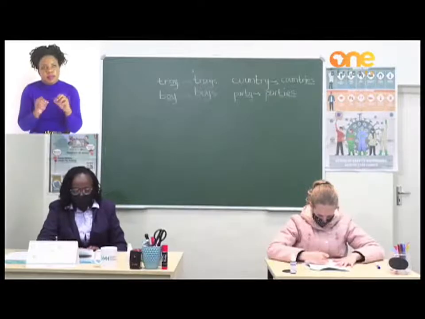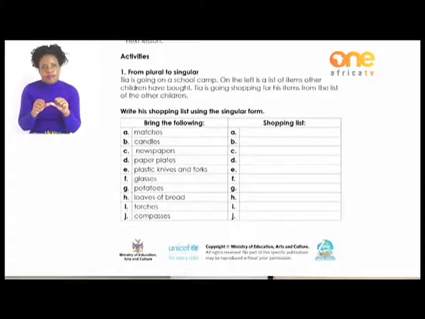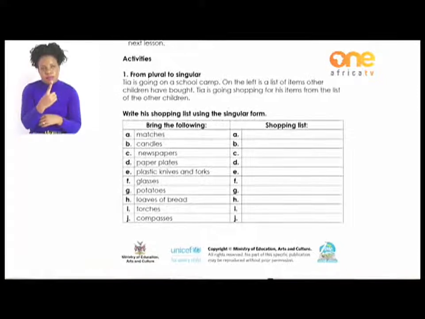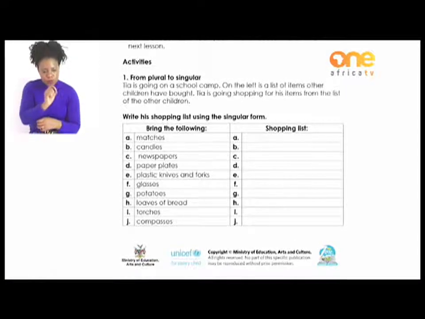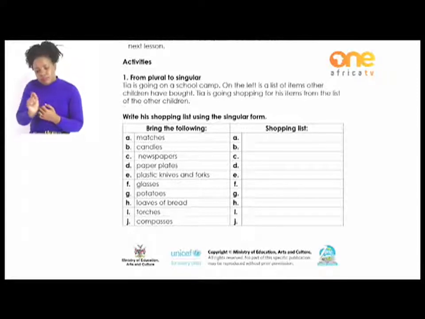We are still on page 4, and we are starting with the activities. The first activity is to change the nouns from plural to singular. Tia is going on a school camp. On the left is a list of items other children have bought. Tia is going shopping for his items from the list of the other children. So on your left-hand side, you have what the other children bought already. And on your right, it's a shopping list for Tia.